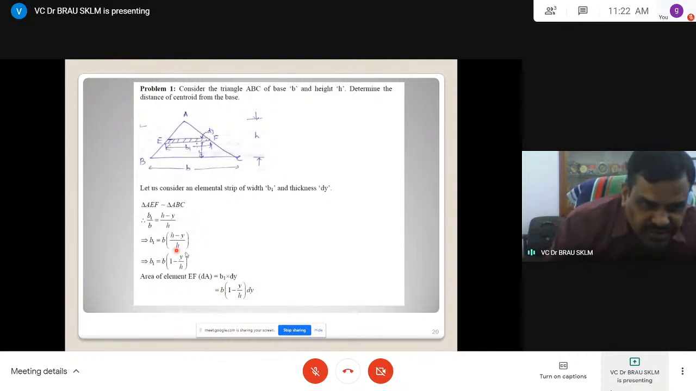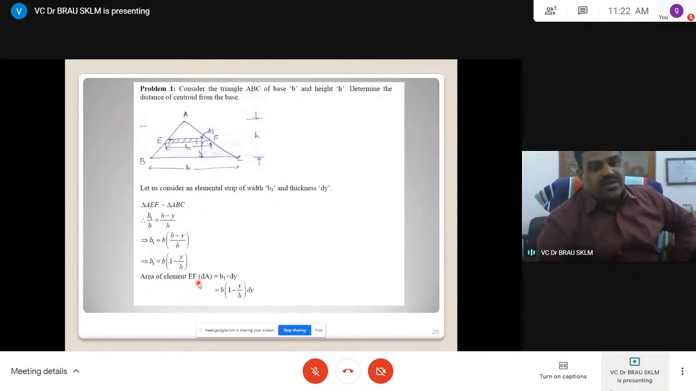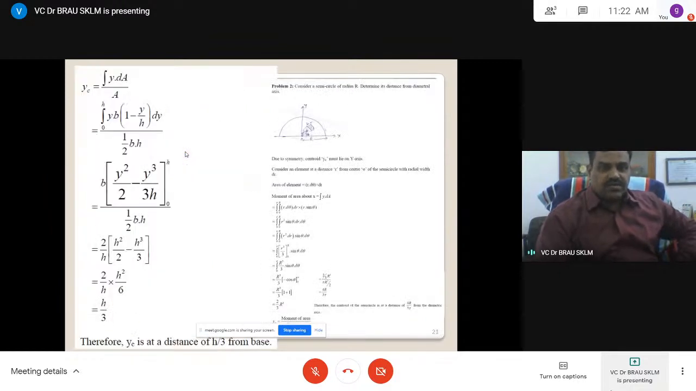This one, further simplify. Divide both sides by H: 1 minus y by H. Then the area of the element is b1 into dy. Area into b1, length is given. Area is known, length is known. Now go to the actual derivation.